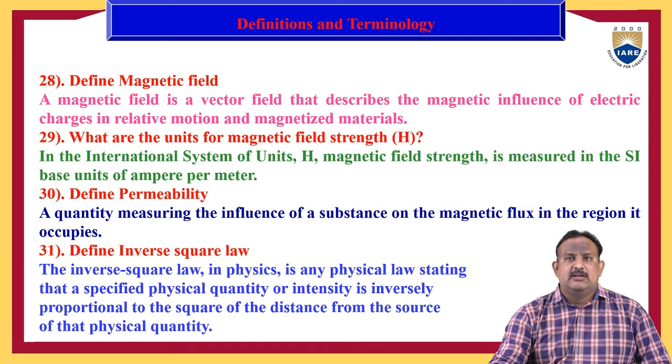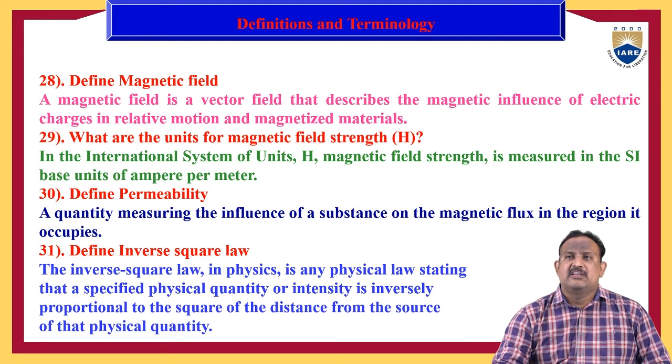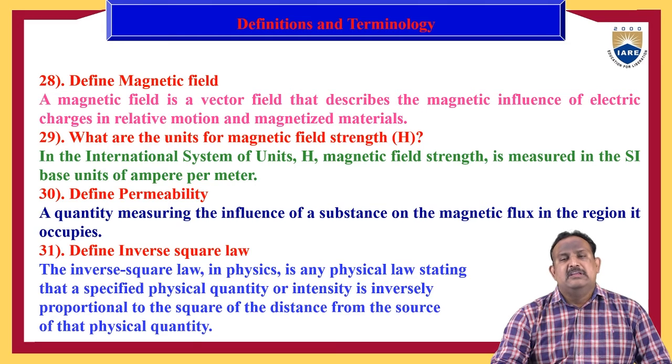Next, what are the units of magnetic field strength? H. In the International System of Units, H is the magnetic field intensity. The magnetic field strength or magnetic field intensity is measured in ampere per meter.